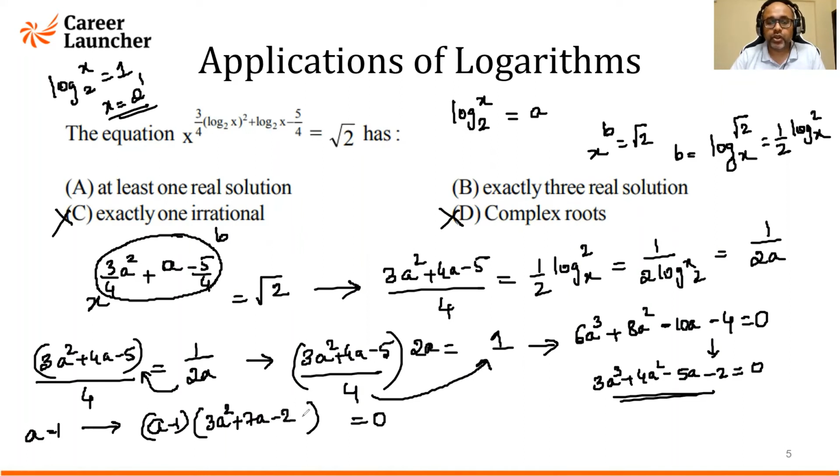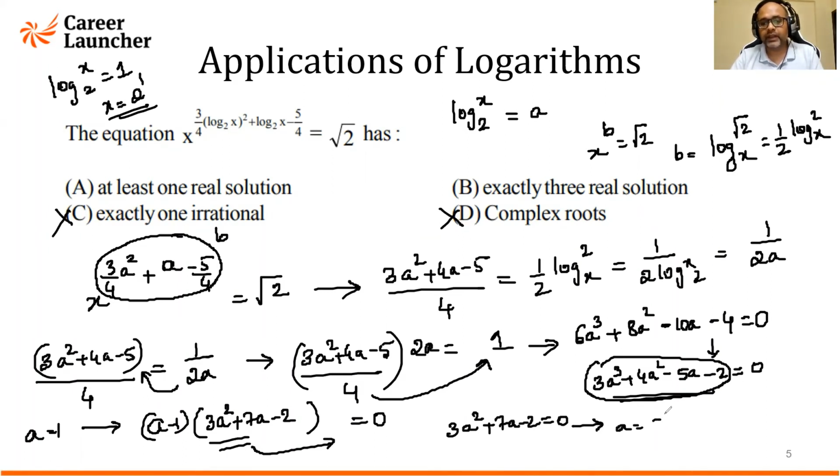7a minus 2. You can also, by observation, if you're good at observing, you can get this, or you follow the synthetic division. I hope all of you remember. Divide this entire cubic with a minus 1, and the remaining will be this. So if this is equal to 0, then the other two roots, you can get it from 3a square plus 7a minus 2 equal to 0. So you can write a equal to minus 7 plus or minus root of b square 49 minus 4ac, so minus of 4ac is negative 2, by 2 into 3. Now you can see that this is a real number.